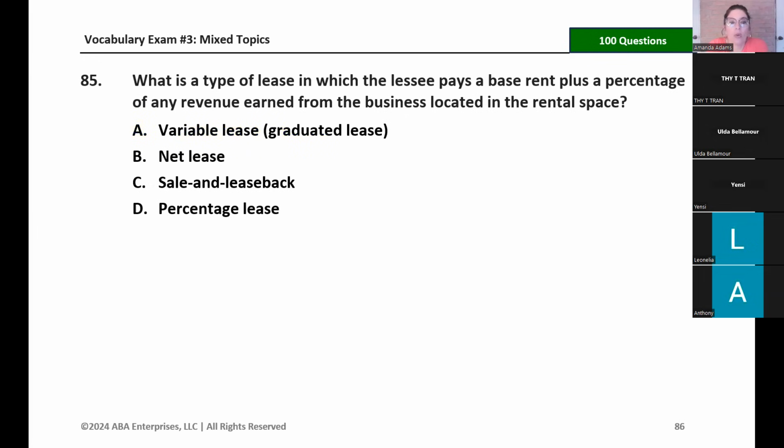Number 85. What is the type of lease in which the lessee pays a base rent plus a percentage of any revenue earned from the business located in the rental space? What type of lease is that? This is normally used for large anchor stores at the mall. That's a D, that's a percentage lease. They pay a base rent plus a percentage of their sales over a certain amount.